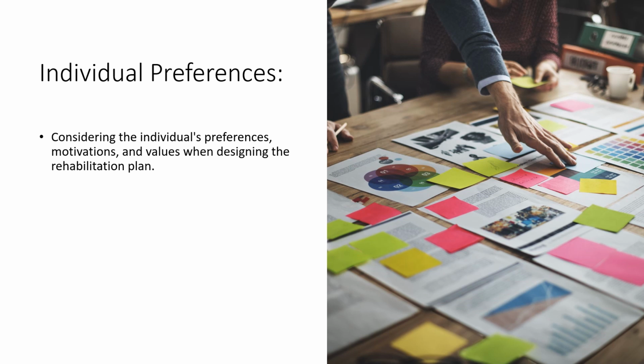So individual preferences, considering the individual's preferences, motivation, and values when designing the rehabilitation program. And this helps tailor the program to the person's unique needs and interests. This will increase the adherence to the rehabilitation program. So if the patient buys in and you work it around their likes and dislikes, the patient will more than likely do the rehabilitation program. So we will then see the results that we would like.